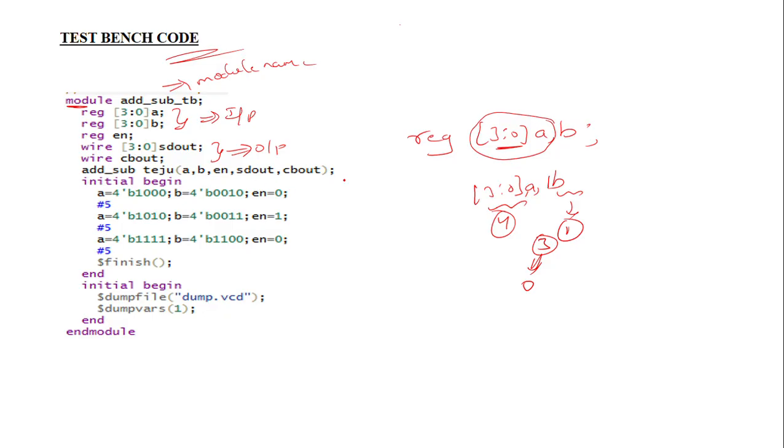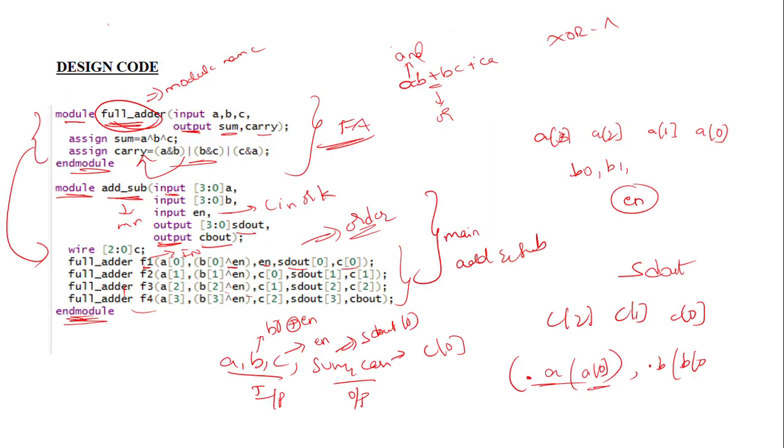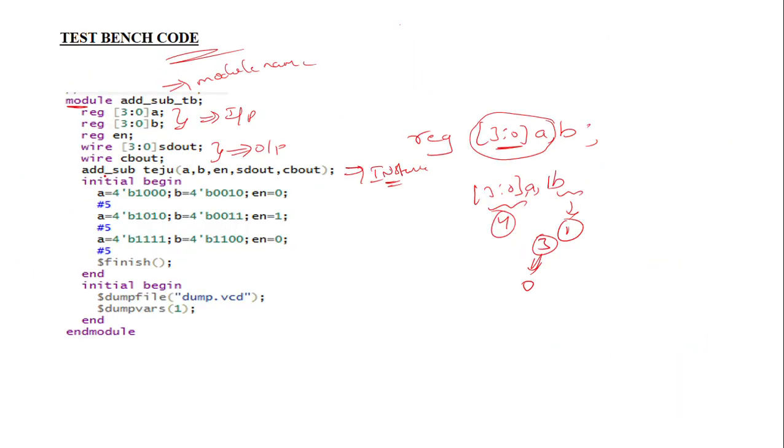Then you have to instance here. To instance, for the design code you want to write the test bench, you simply write that module name here, so add_sub. By this you can connect the design code and the test bench code. It is followed by an instance name; you can use any instance name. Mostly we prefer DUT, design under test. I mention my own name just to tell you that it is not a rule to use DUT, you can use any name.